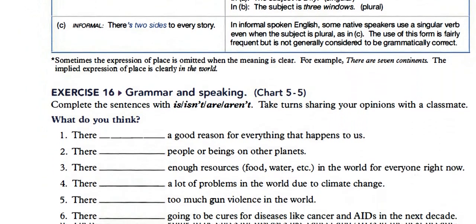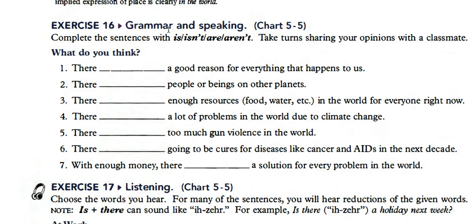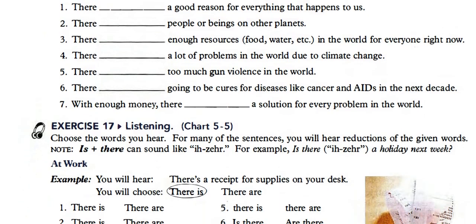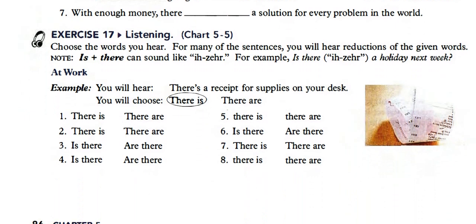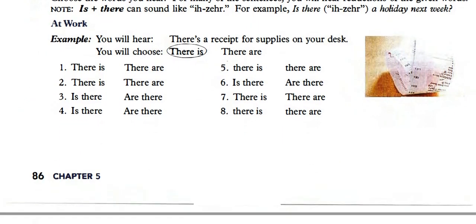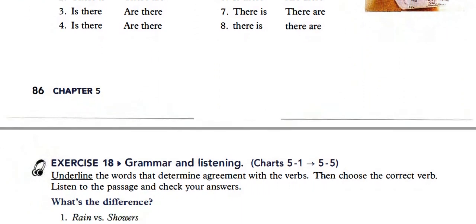So we have here exercise 16. You can answer it by is or isn't, are and aren't. We have aren't here. You can check the numbering, or you can check here: there is a good reason for everything that happens. There are people or beings on other planets. So there is, or there are enough resources. You are trying to find out whether the noun is plural or not. And the next exercise, you just follow the listening, but we don't have it right away.